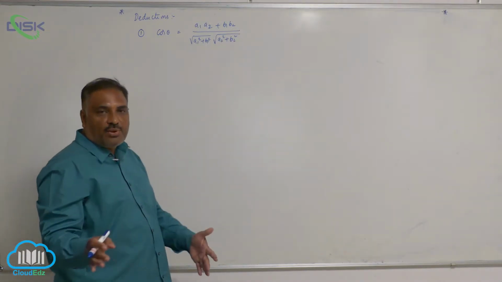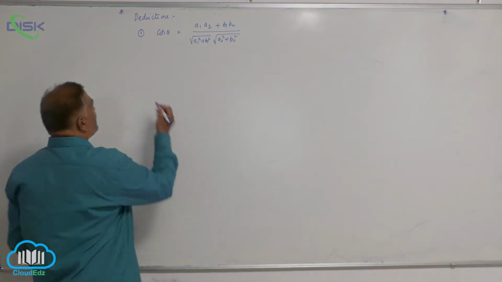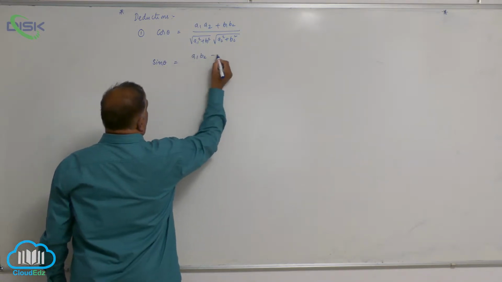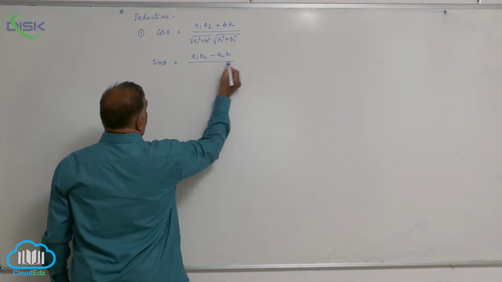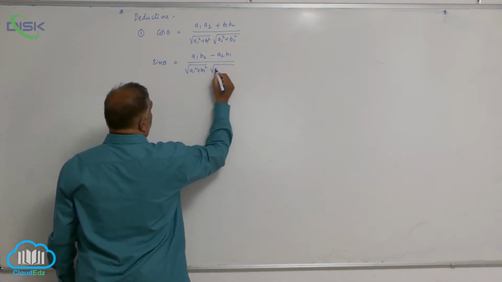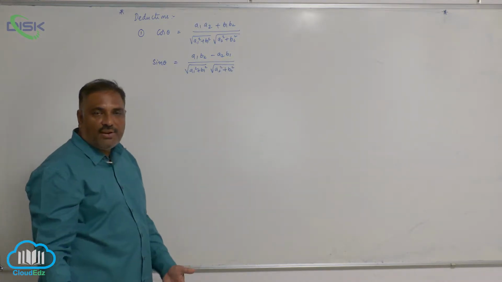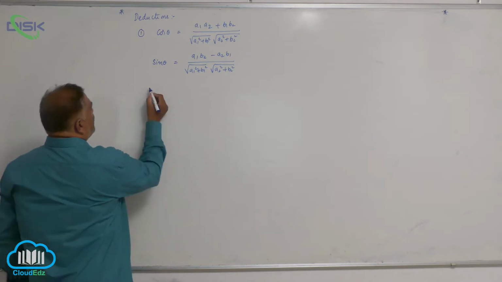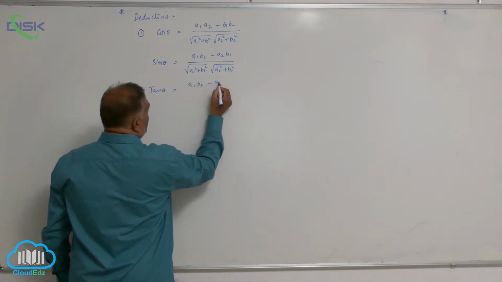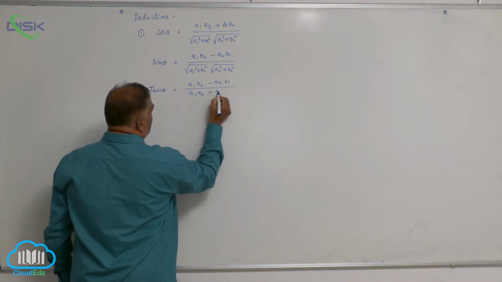If you want to find out the angle in terms of sine or cos, tan, you can see sin theta is equal to a1 b2 minus a2 b1 divided by square root of a1 square plus b1 square into a2 square plus b2 square. Even if you want, you can find in terms of tan theta also. So tan theta is equal to a1 b2 minus a2 b1 divided by a1 a2 plus b1 b2.